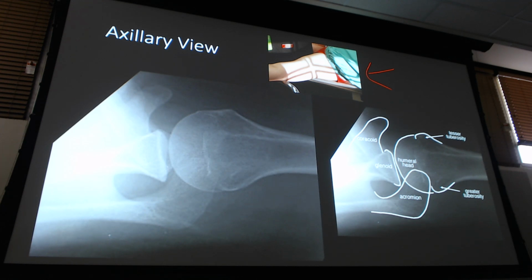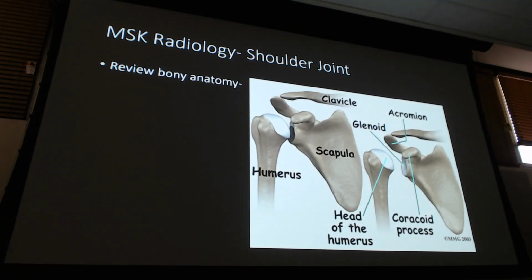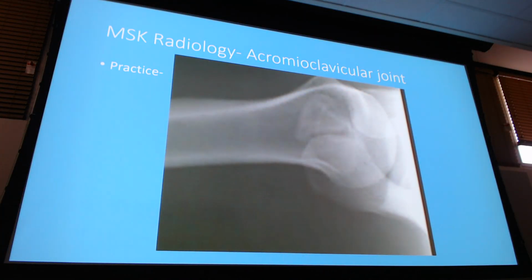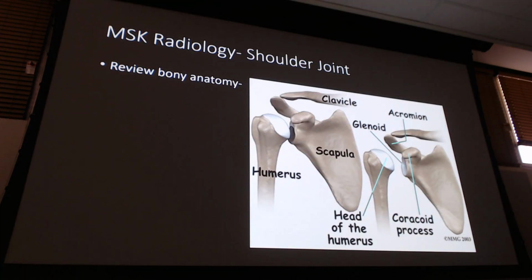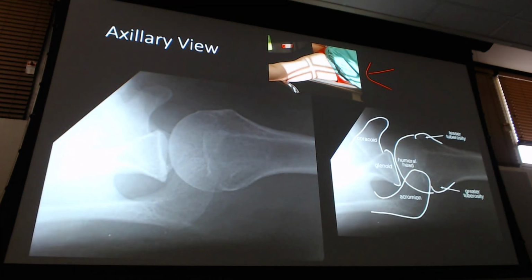But now that you see the normal, what it's supposed to look like, I'm going to go all the way back to that guy. Pay attention here. Where that os acromiale is, it's not there. This is a normal axillary view.